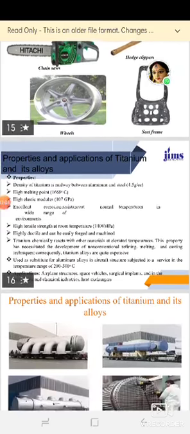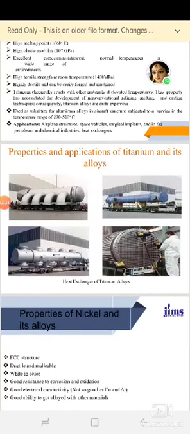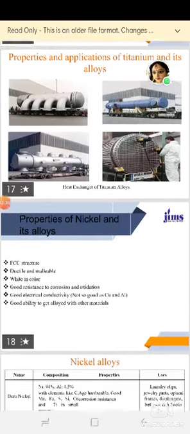Property and application of titanium and its alloy. Okay, so you can see the properties of titanium. Density of titanium is midway between aluminum and steel, high melting temperature, high electrical resistivity. It has high tensile strength also. Its applications are airplane structures, space vehicles, surgical implants, and petroleum and chemical industry heat exchangers. Basically it is used to manufacture heat exchangers.